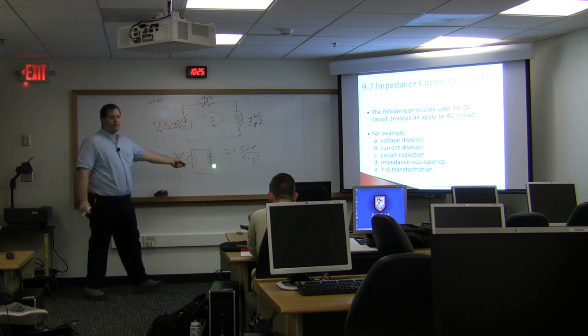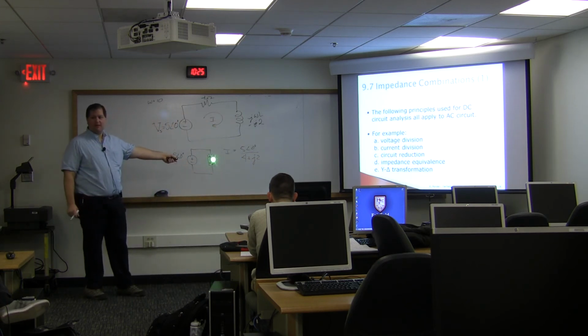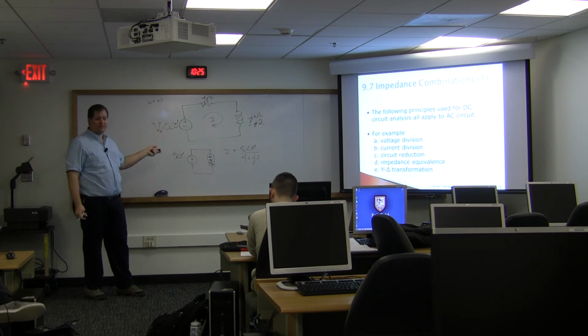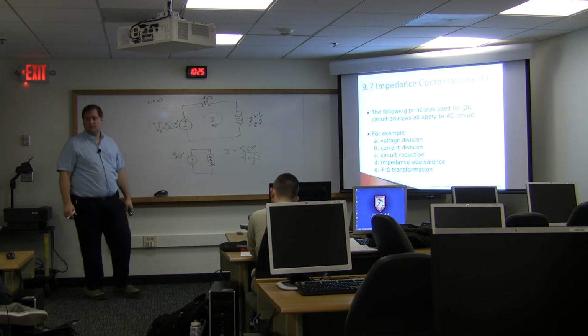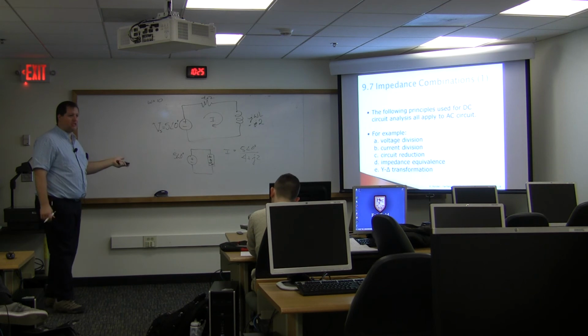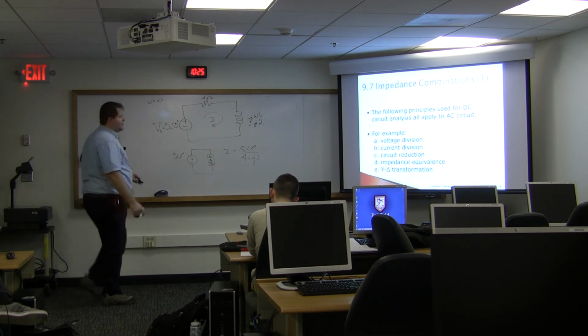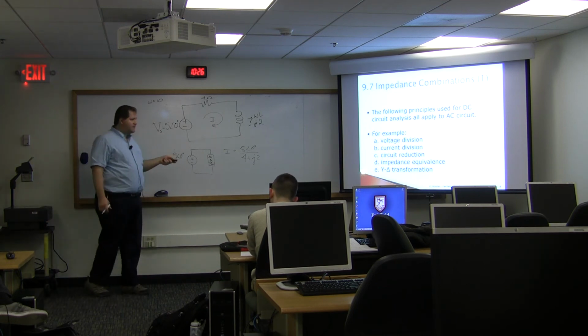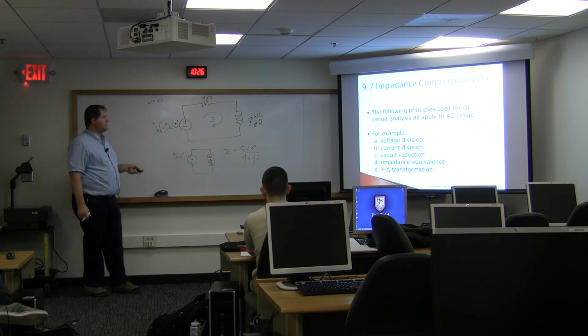Wait a minute, doesn't that look familiar from the previous equation we just did? I mean, like two equations ago when I did KVL around this loop, right? That's the exact equation that we wrote down. And I did it this way by doing an impedance combination instead, right? So you can do equivalent impedances to reduce your circuits.